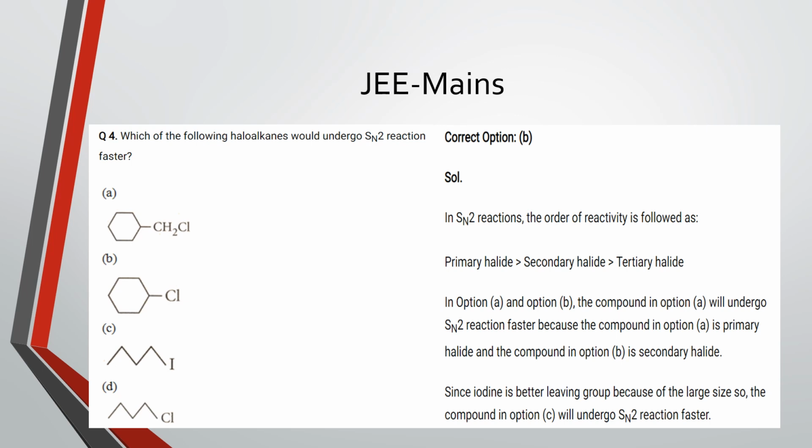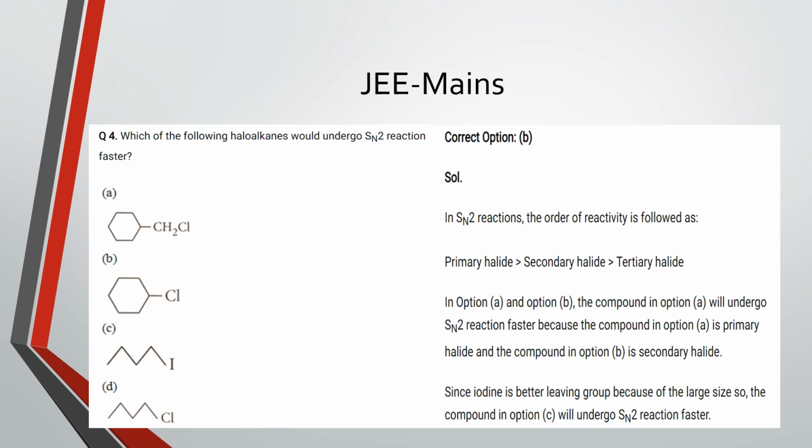Here is another question. The question is, which of the following haloalkanes would undergo SN2 reaction faster? So, in SN2 reactions, the order of reactivity is as follows, as we have seen in the previous slides. That is, primary halides are more reactive as compared to secondary halides, and the secondary alkyl halides are more reactive as compared to tertiary halides.